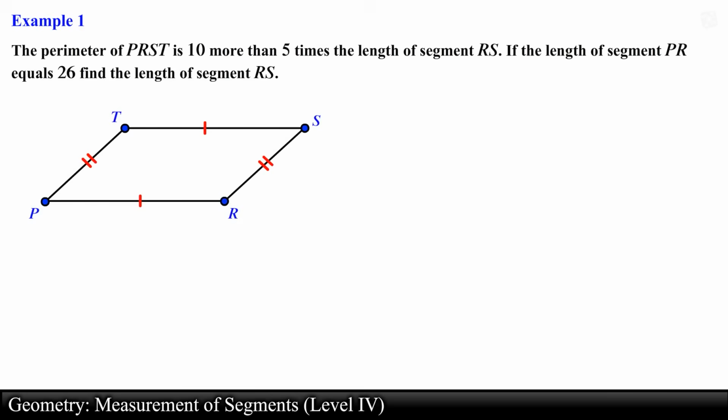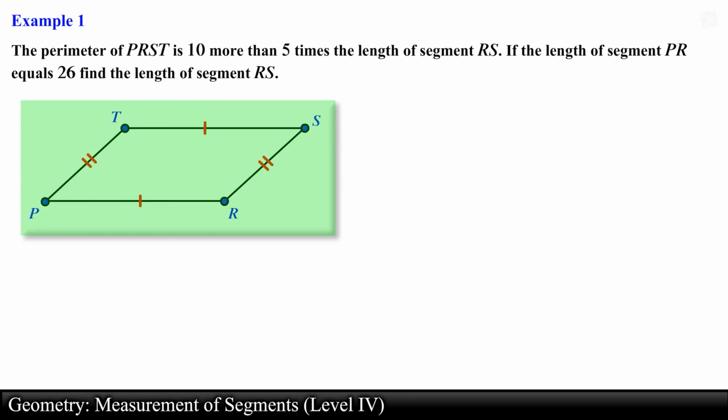The perimeter of PRST is 10 more than 5 times the length of segment RS. If the length of segment PR equals 26, find the length of segment RS. In this problem, we are provided with a figure that has 4 line segments. We are asked to determine the length of segment RS.